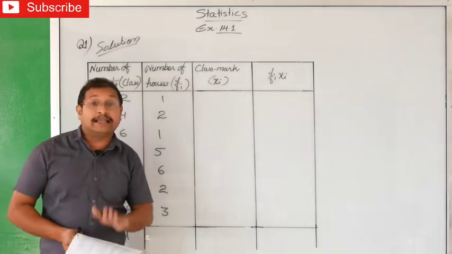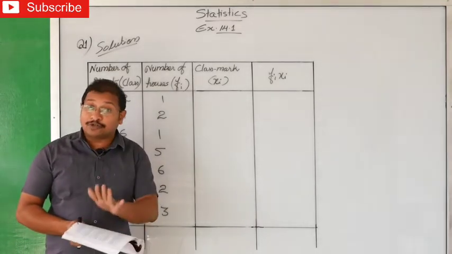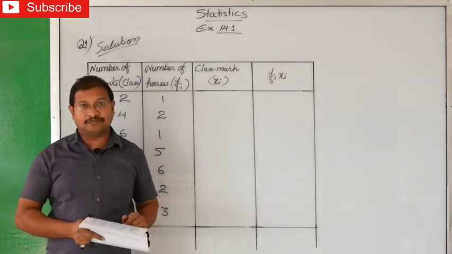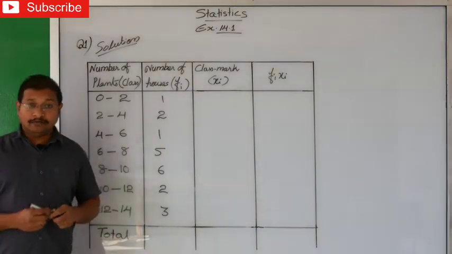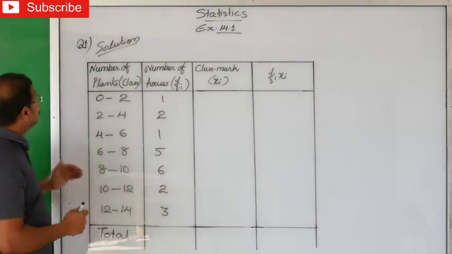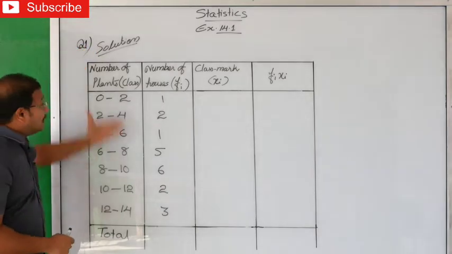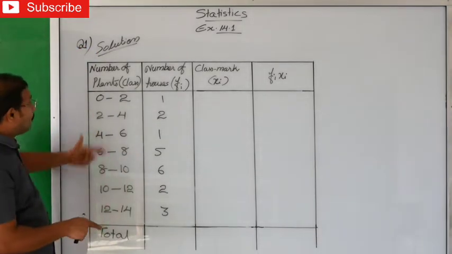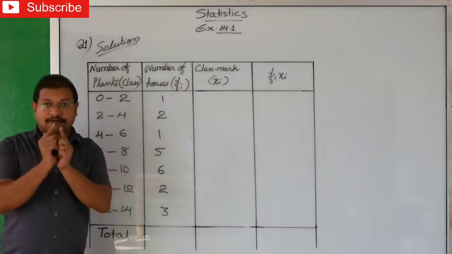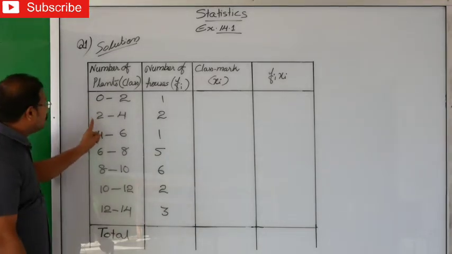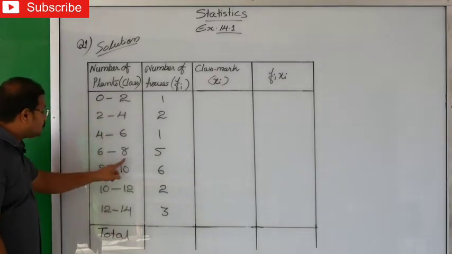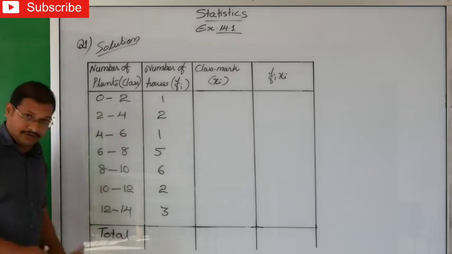Please make sure that you are nicely writing the question in your copy. Let's start the work. I am starting the answer now. First we write the number of plants. It is already given in the question. Number of plants will be the class: 0 to 2, 2 to 4, 4 to 6, 6 to 8, 8 to 10, continuous.